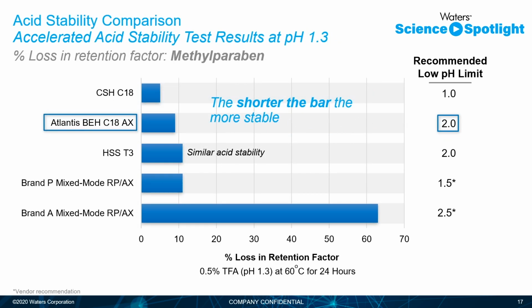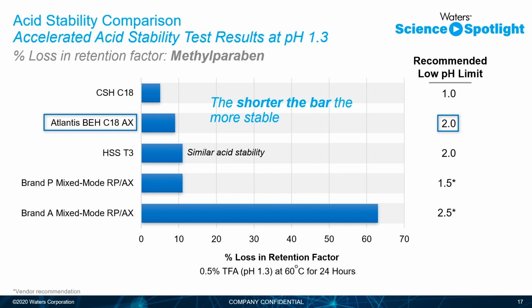If we look at how we've characterized the acid stability comparison, again, we use an accelerated acid stability test, and that's run at pH 1.3. In this case, we look at the percent loss and retention factor for methylparaben across a given time, in this case, 24 hours. We use a 0.5% TFA solution, and we run this at 60 degrees C. The shorter the bar, in this case, the more stable the stationary phase.